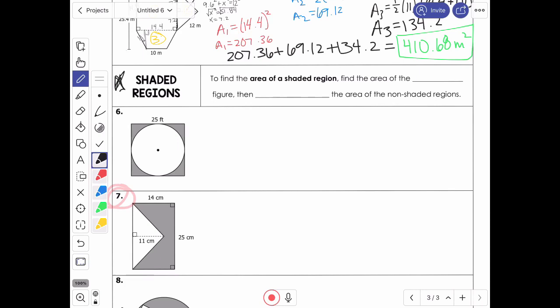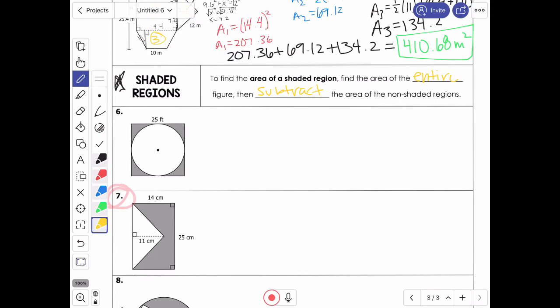So shaded regions, to find the area, usually this will be like an ACT type question. They'll be like, oh, here's a layout. Find what portion is shaded in the picture. And so you always want to look at the darker part. And what happens is typically you'll find the area of the entire thing, and then you'll have to subtract something. So in 6's case, I would have to subtract this yellow circle. So again, to find the area of a shaded region, find the area of the entire figure, and then subtract the area of the non-shaded region.